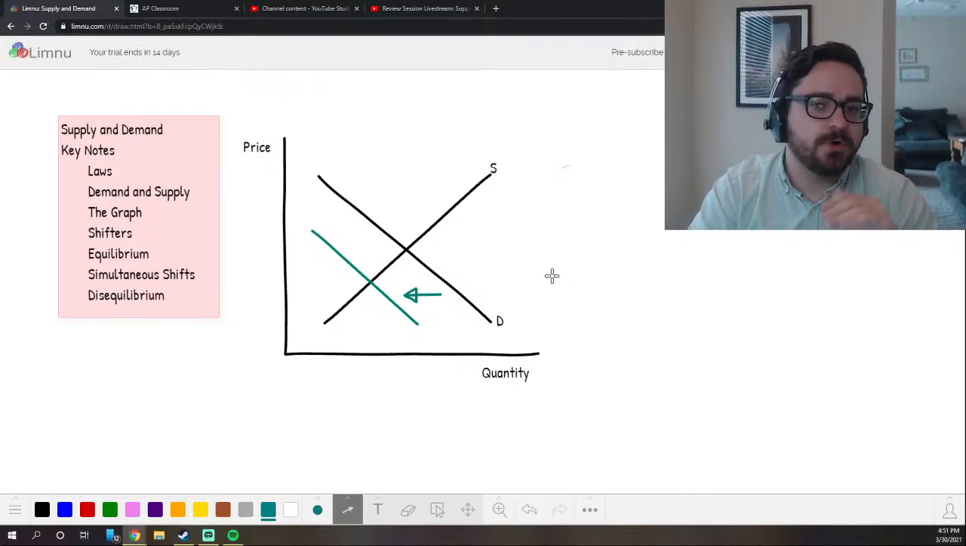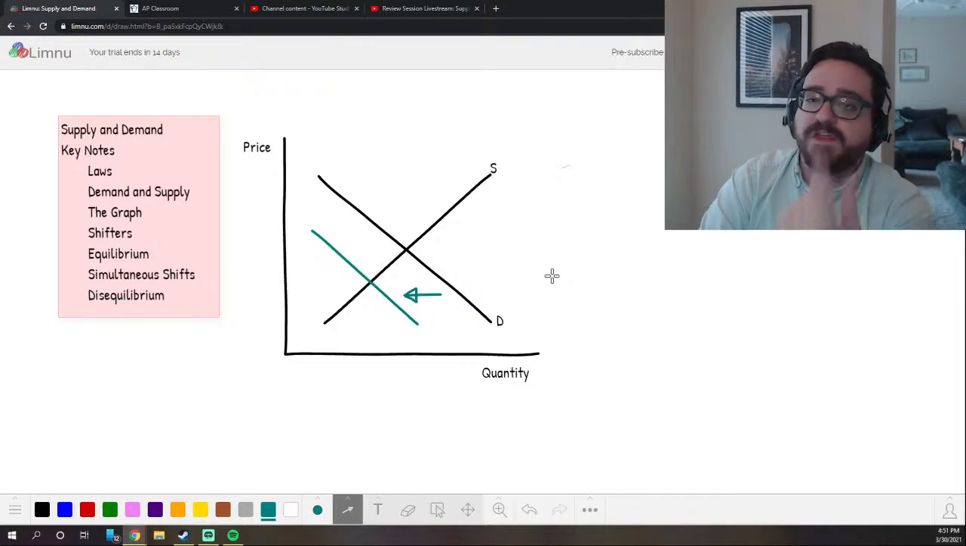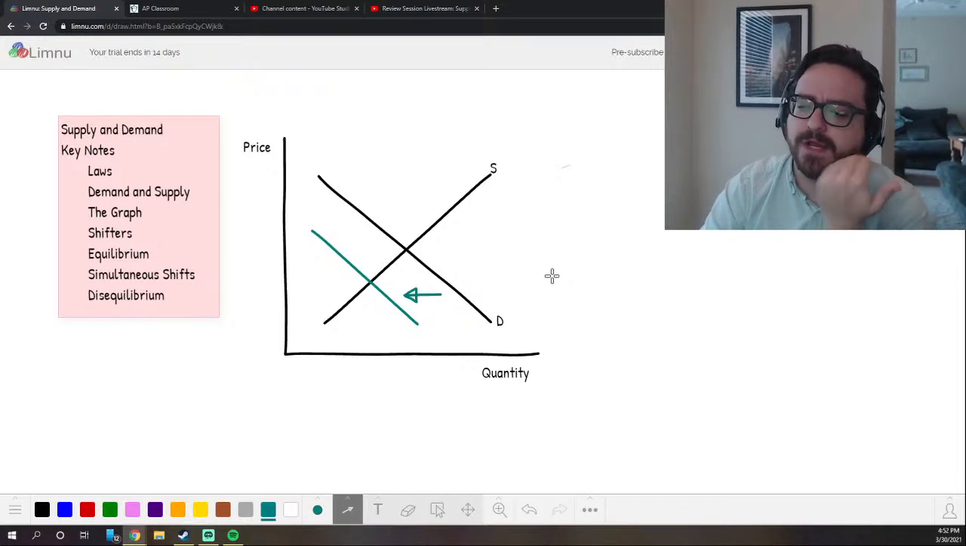P, population, more people, more demand. That's easy. And then E, expectations. If you think prices are going to go down in the future, you don't want to buy stuff as much right now. Each of those scenarios on their own, you could probably have figured out what happens to demand.